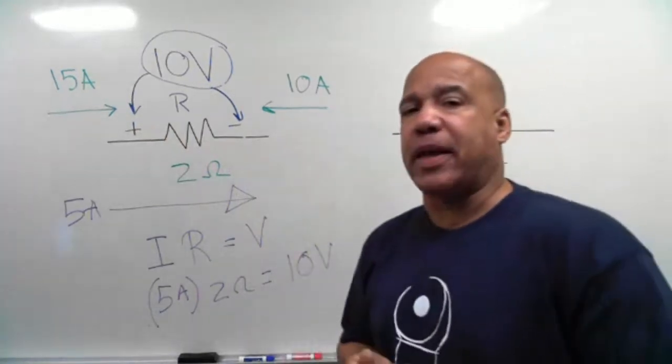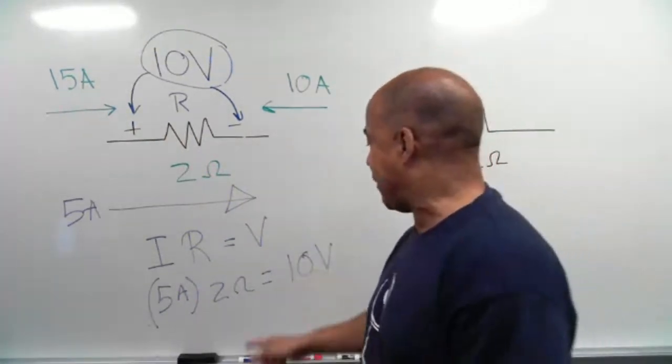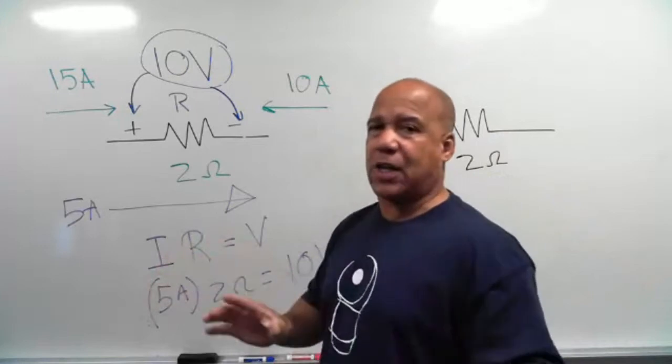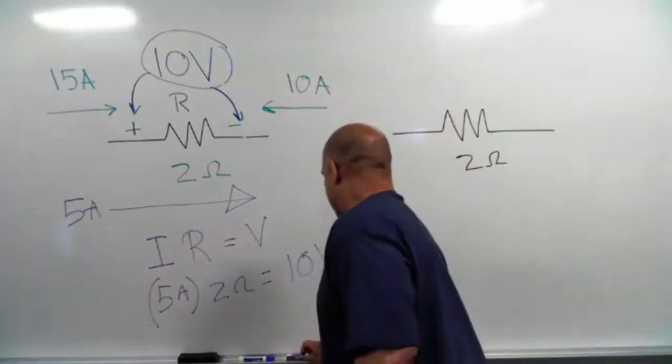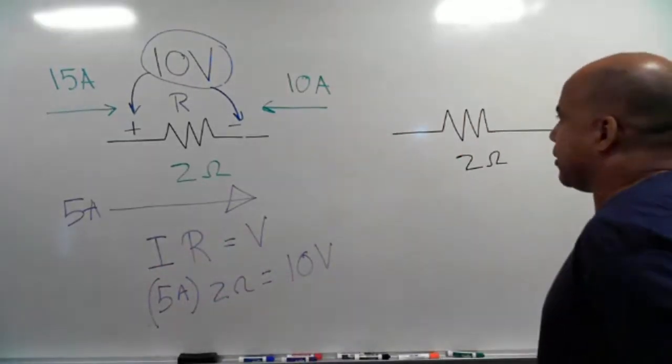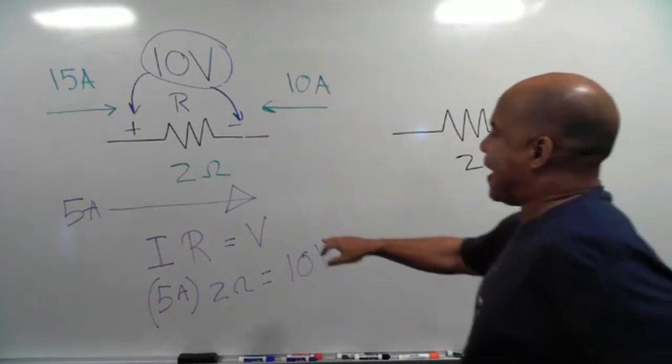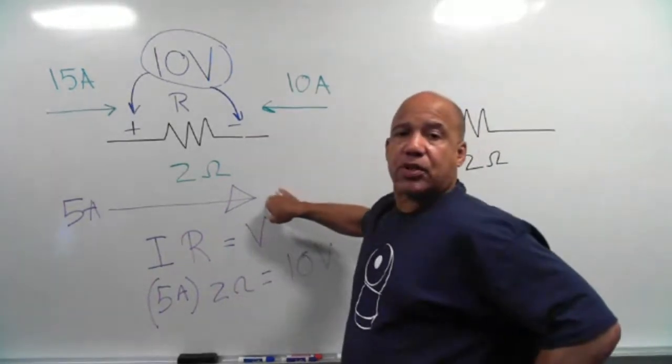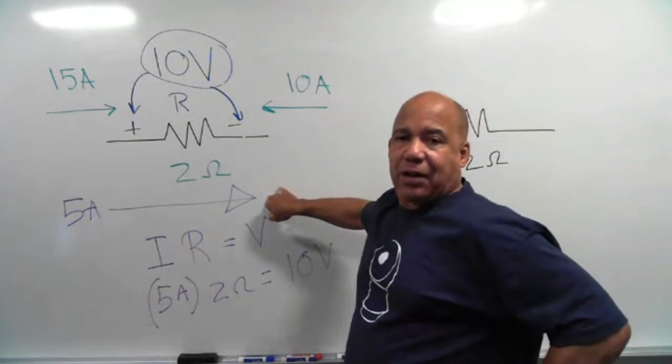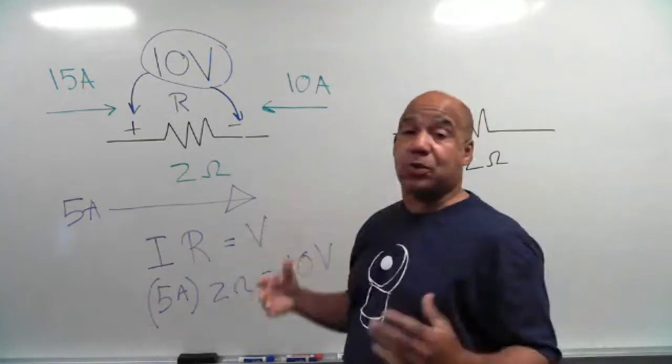I want to show you something else. I want to show you another way to get the same answer. You kind of already know this, but I want to show you something here, and this is going to lead us to something else. Instead of finding the net current through the resistor, which is probably the most natural way to do it, here's what you could do.